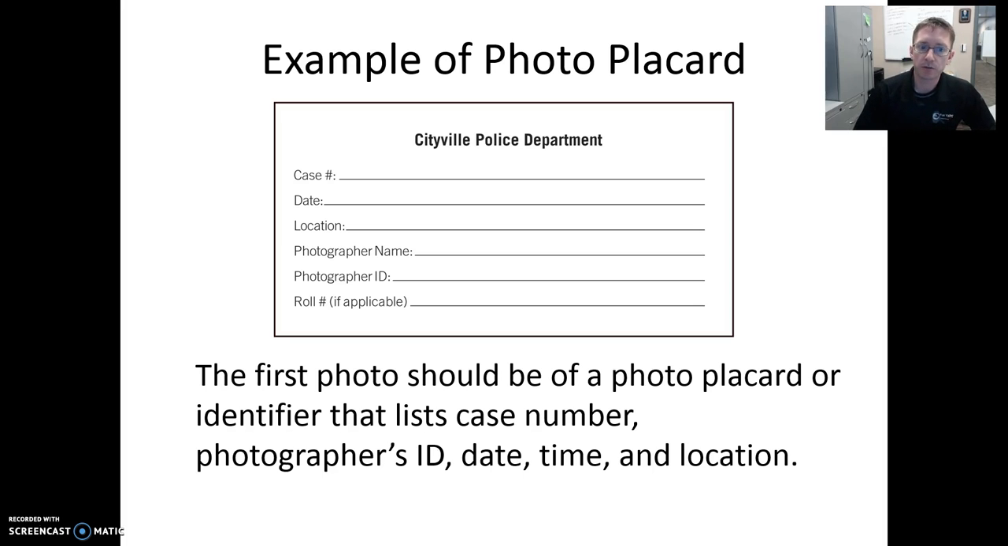All right, so photo placards: what we're doing is just taking a sheet of paper from your notebook. Your department, when you get a job, might have an official placard. Either is good. I don't care what you use. But we want to record some basic information: our name, our date, our location, the case number, the particulars of the case. This way, when we download the camera, we know that these photos belong to this case.